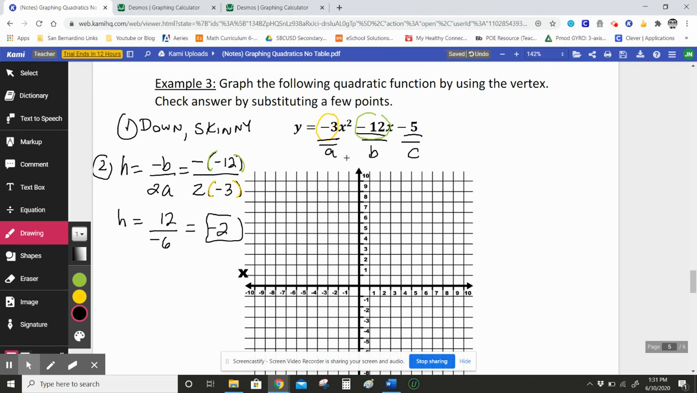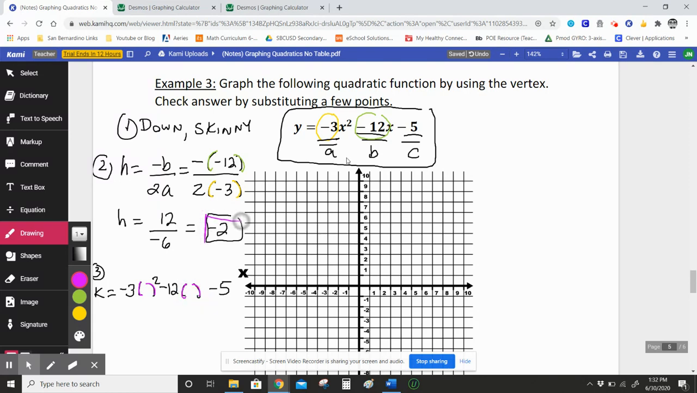Now let's find k. Third step, find k. We have to plug it into the original equation, which is this one right here. Don't go back to doing another example. It's this one: -3 times x squared minus 12 times x minus 5. But instead of the x, I'm going to replace that with my value of h, which in this case is -2. So let's plug -2 into both of these blanks. -2 goes there, -2 goes there. Last thing we need to do is simplify.